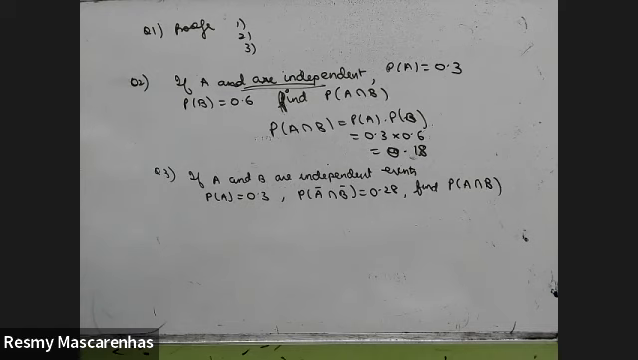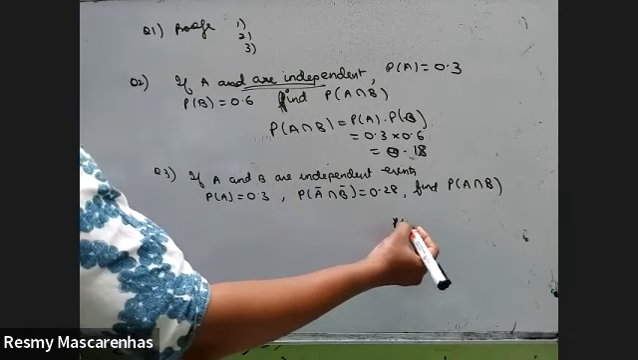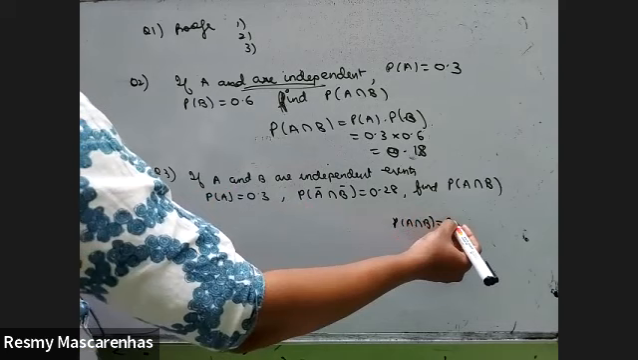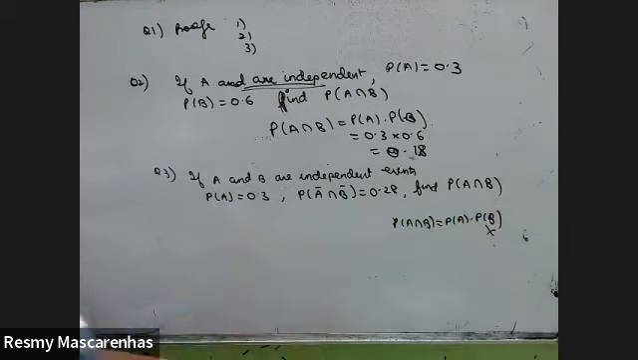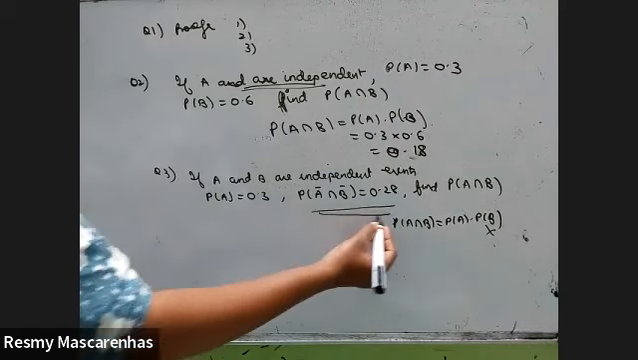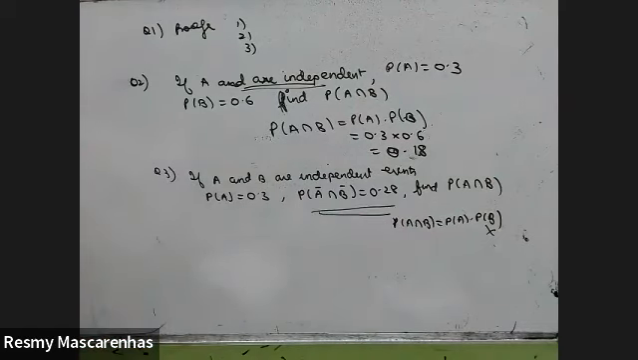I want to find P of A intersection B, but I know P of A intersection B is nothing but P of A into P of B. This I don't know. It's not given over here. So what data has been given? This has been given. Anything else has been given in this?